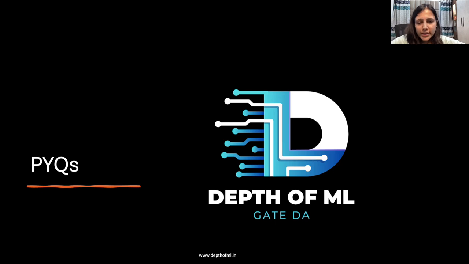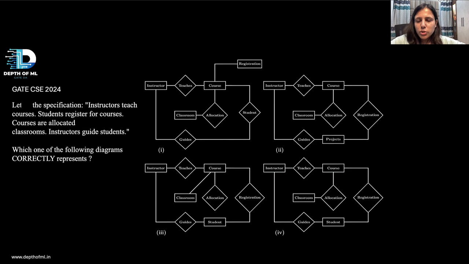Hi guys, now let's solve some PYQs on the ER model. So let's take a look at the first PYQ, which is from GATE CSE 2024. So let the specification be: instructor teaches courses, student register for courses, courses are allocated classrooms, and instructor guides students. Which of the following diagrams correctly represent the above specification?